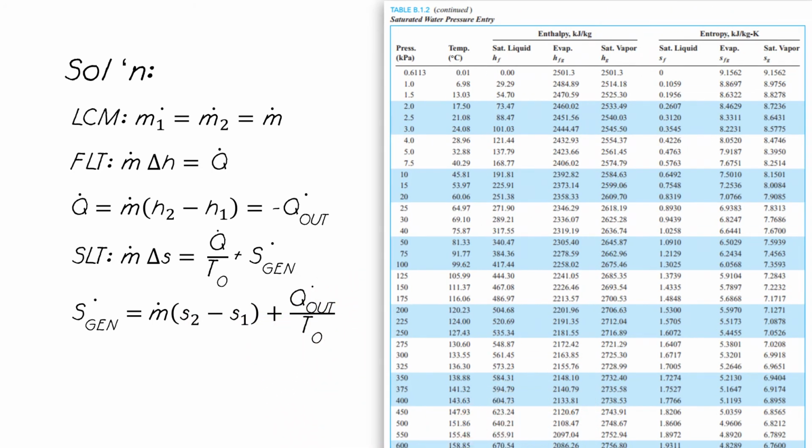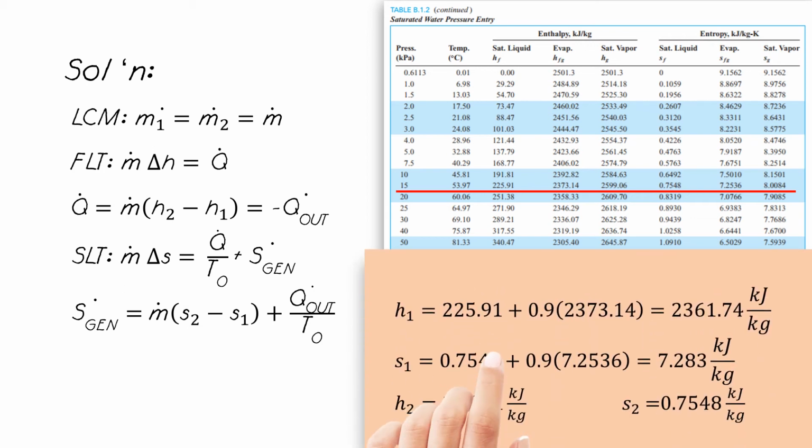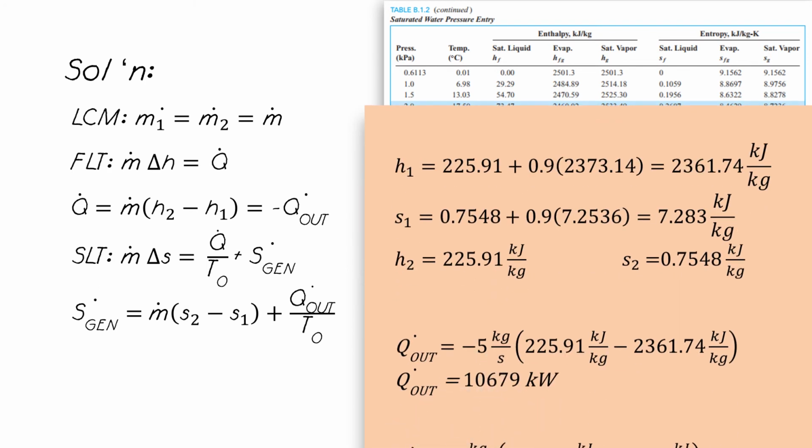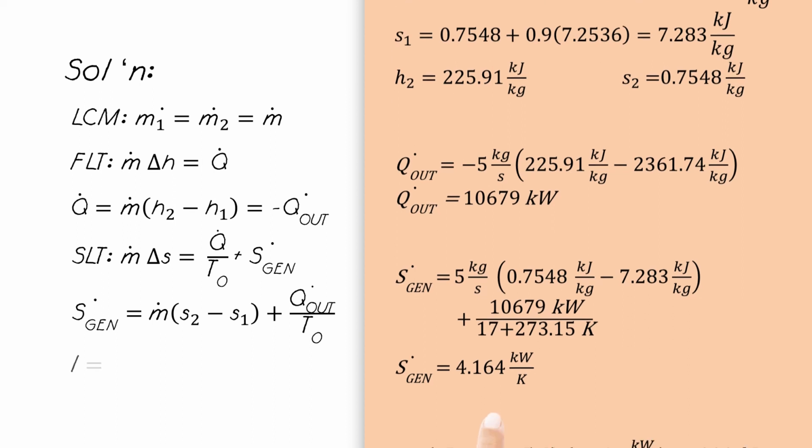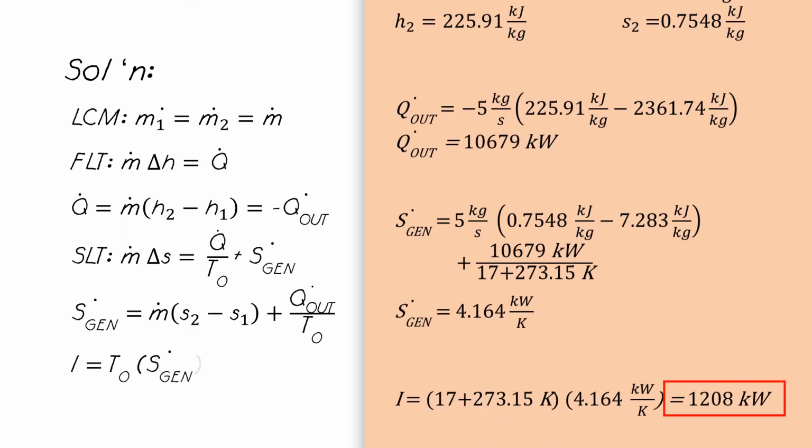The specific enthalpy and specific entropy of each state are taken from table B.1.2 of Sonntag. Since the phase of the entering mass is vapor, the specific enthalpy and entropy of the vapor are computed. The heat released is determined by substituting the values into the first law of thermodynamics equation. Substituting the computed values into the equation of irreversibility, the irreversibility is calculated to be 1208 kilowatts. After determining the heat, the entropy generated can now be computed.